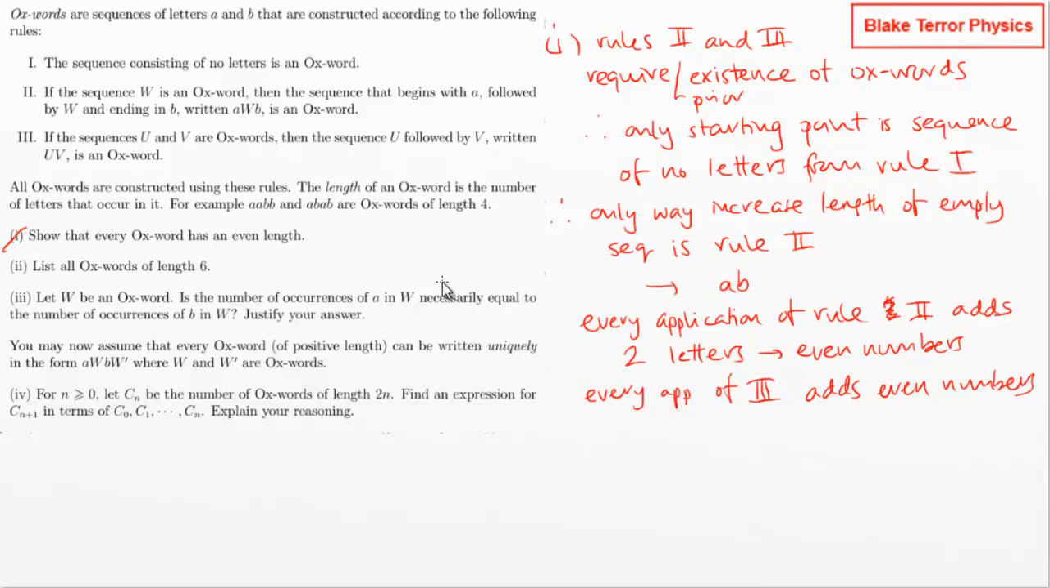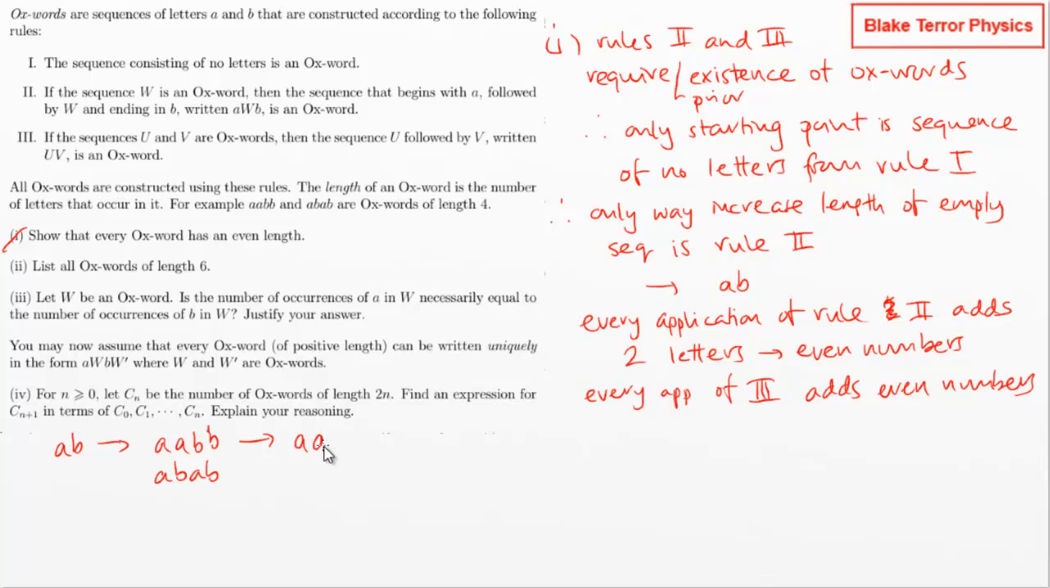So that is good. Right, second part, list all Oxwords of length 6. Okay, length 6. So we start off, well, for length 2, we've only got AB. That's all of our length 2s. So where can we go from length 2? We can put A at the start and B at the end to get AABB. So that's using rule 2. Or we can add to get ABAB. There are only 2 options there for getting length 4. So if we want to go to length 6, what can we do? We can do the rule 2 one.